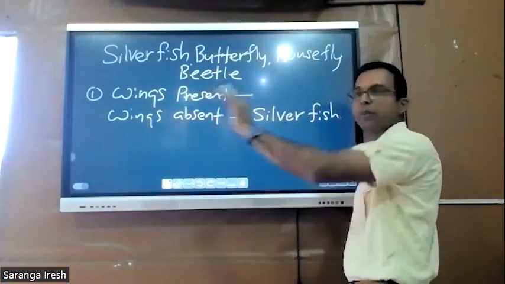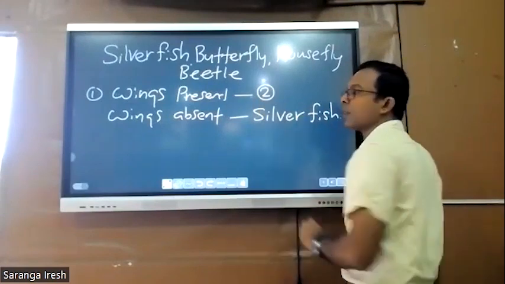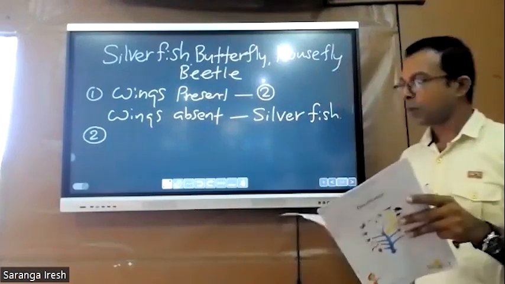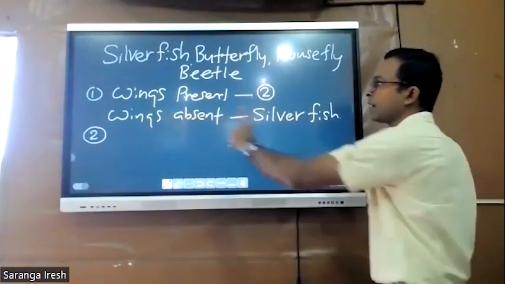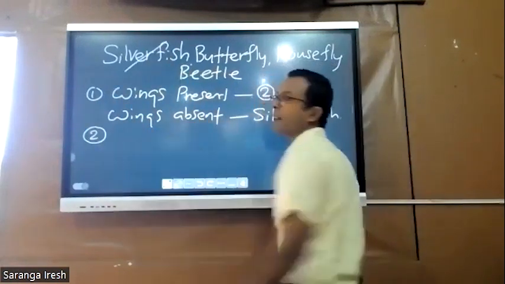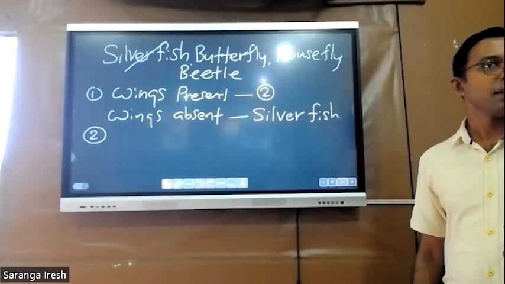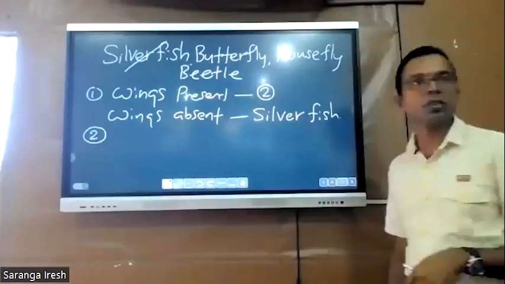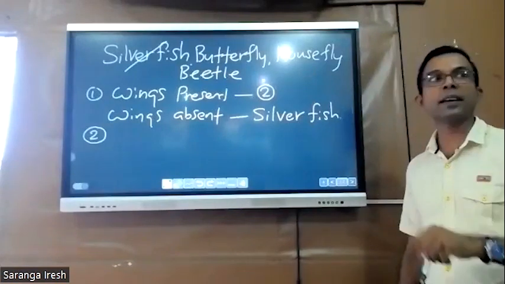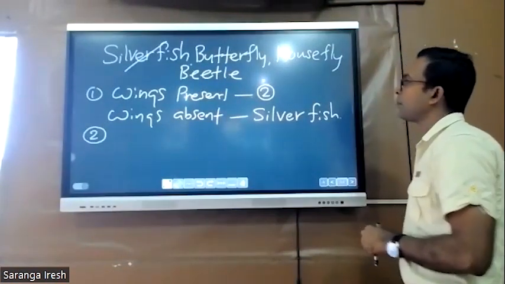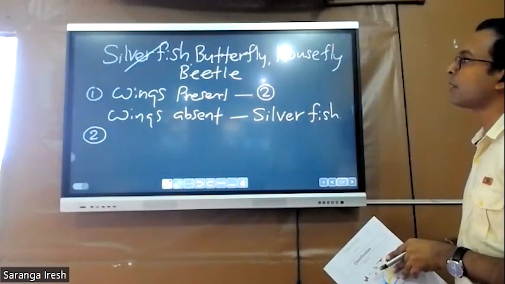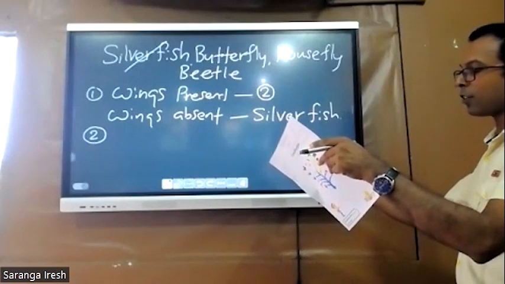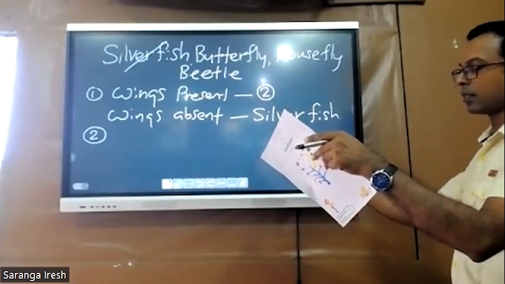The list of organisms, therefore we have to take them into number 2. If I classify the silverfish, if I separate the organism, then I will remove that from the list. I put a mark. It was selected. And wings present: butterfly, housefly, beetle. What statement do I use now? 2 pair of wings, no 2 pair of wings.